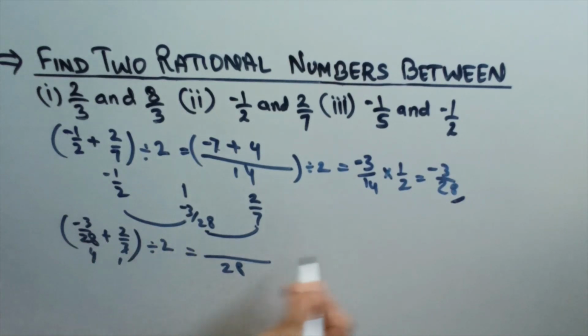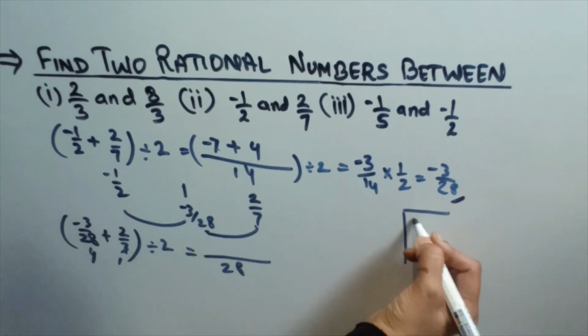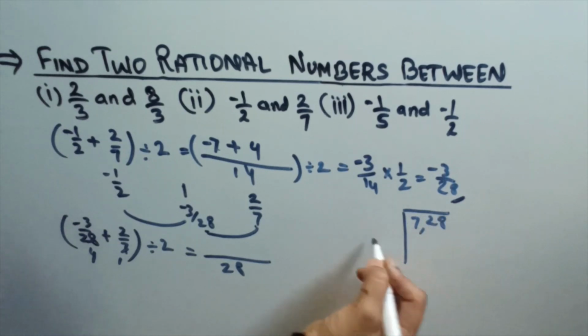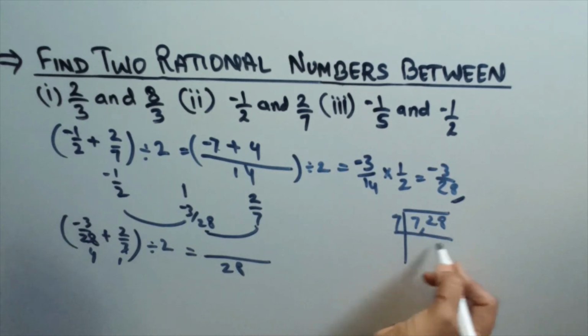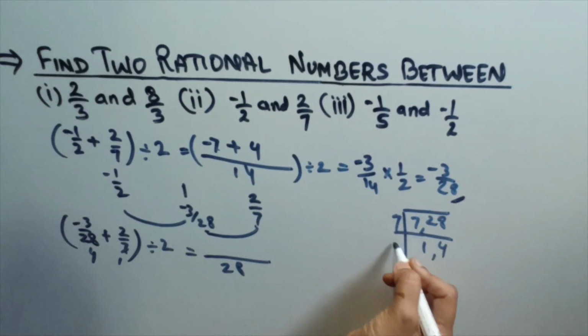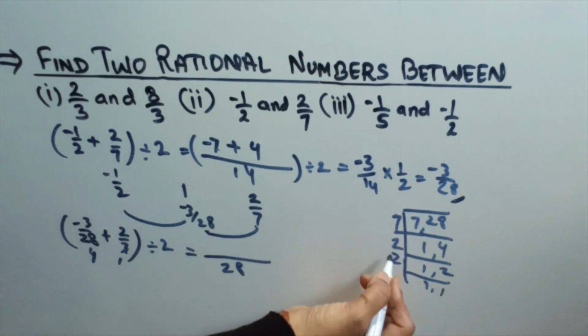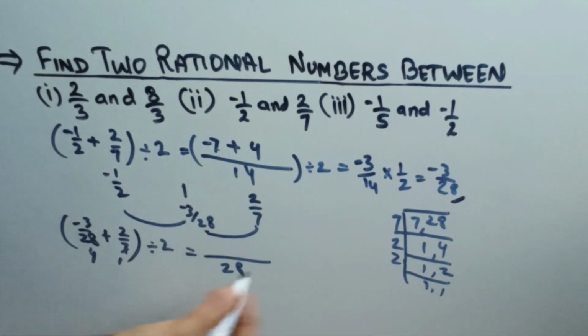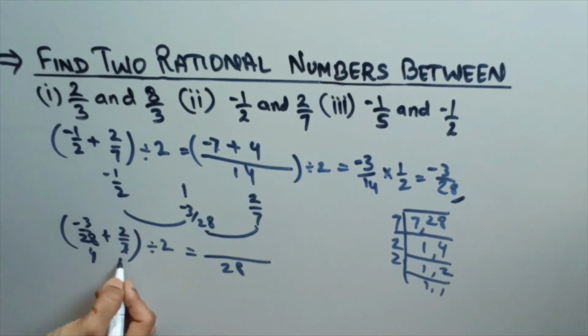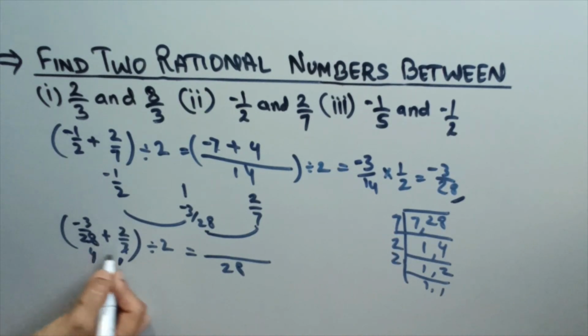Now you can use this method also for taking the LCM. 7 ones are 7. 7 fours are 28. 2 ones are this one as it is. 2 twos are 4. Now 2 ones are 2. 7 twos are 14. 14 twos are 28. This is the method I am using here. Now I am cancelling these terms.